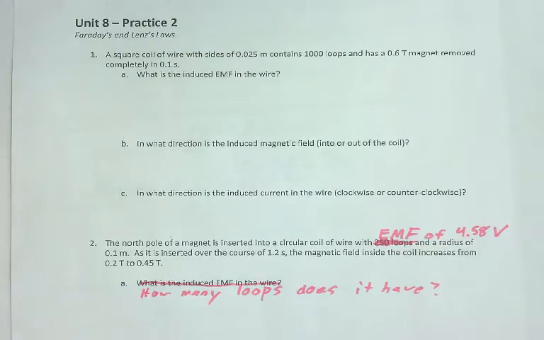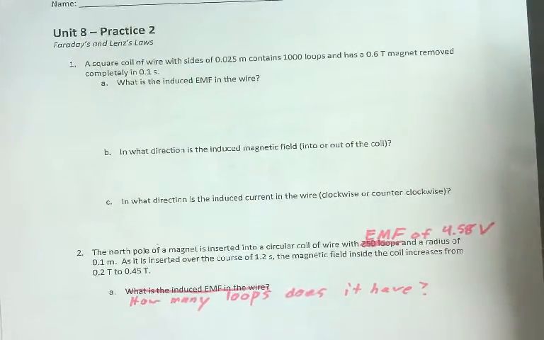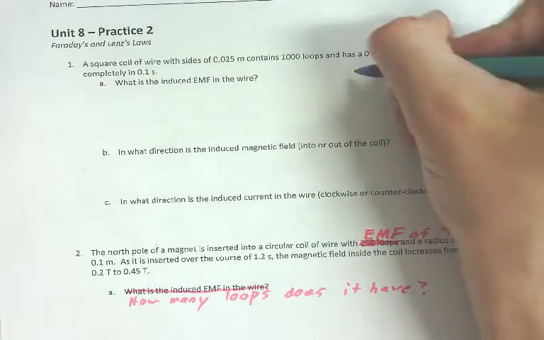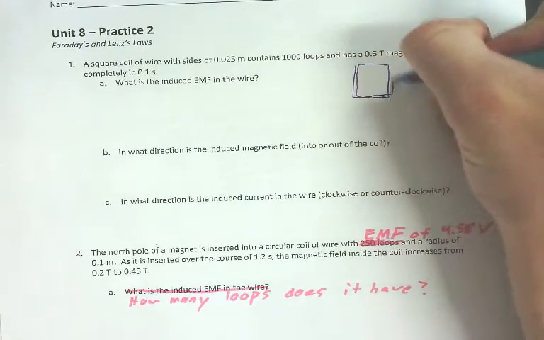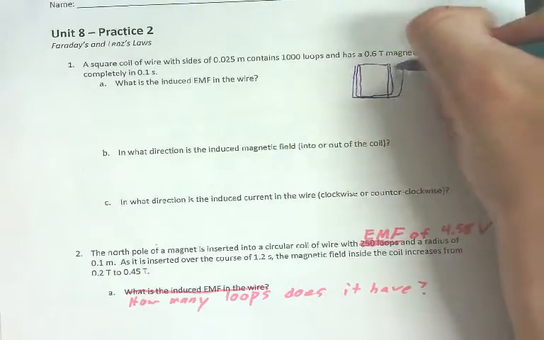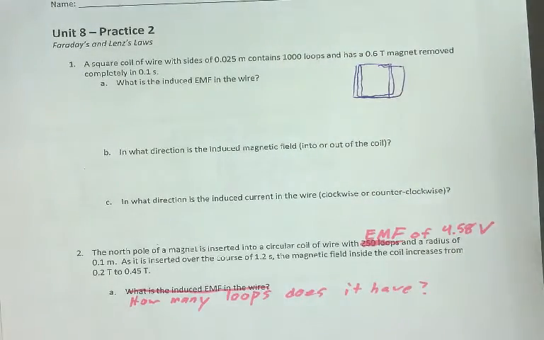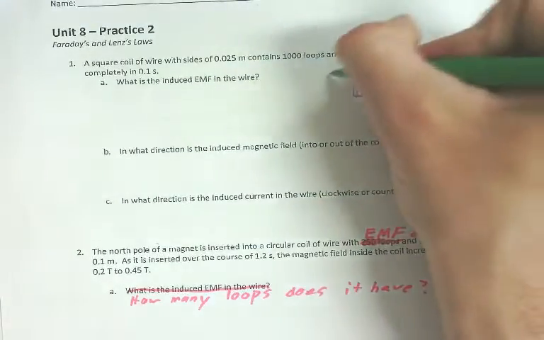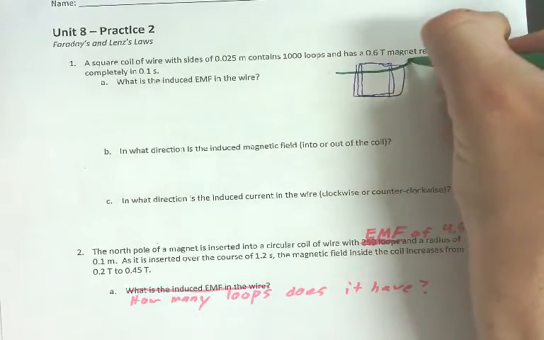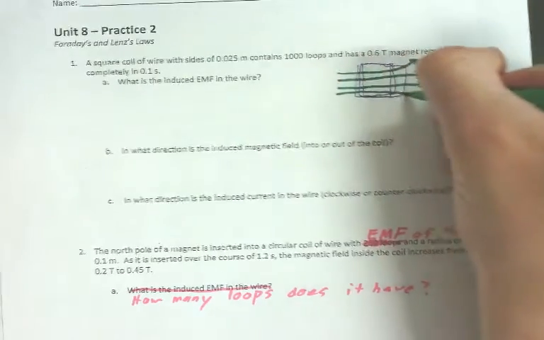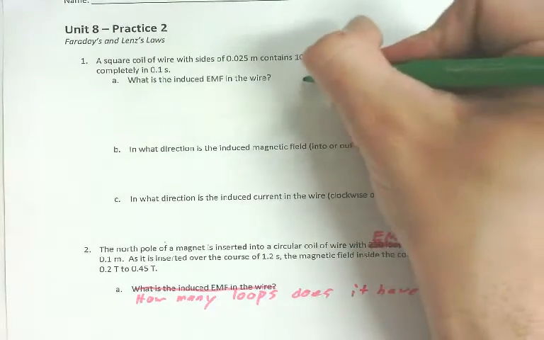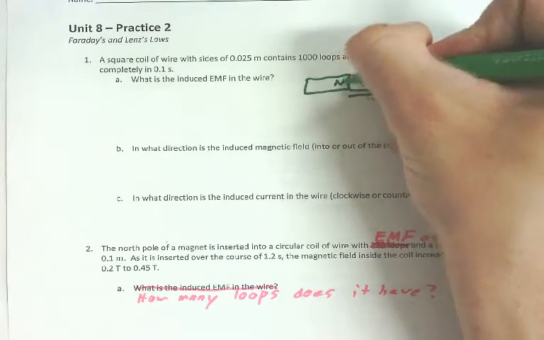So a square coil of wire with sides of 0.025 contains 1,000 loops. It has a 0.6 Tesla magnet removed completely in 0.1 seconds. What's the EMF? So you have this kind of square loop of wire, and I'm not going to draw all the loops, obviously. That would take forever. So we have that, and then we have some amount of field that's removed. The field is going through like this, and that's from some magnet we have, and we're removing the magnet.